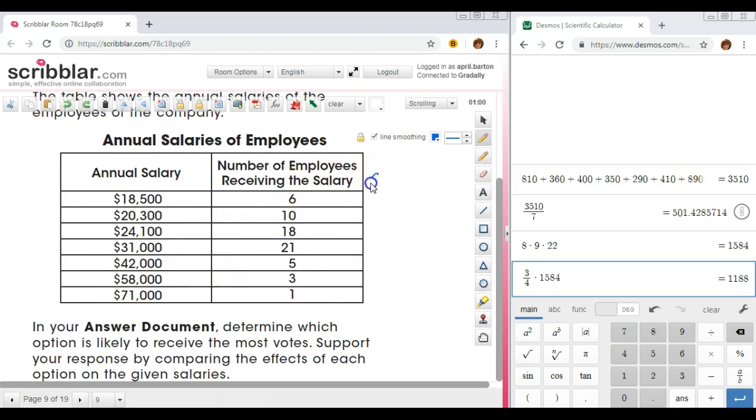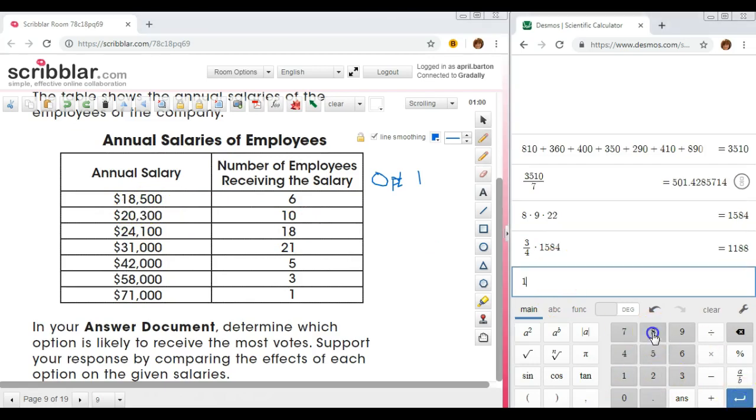So option 1, everyone receives 500 more. So we're just going to calculate that. 18,500 plus 500 is 19,000. So if it's a $500 raise, they get 19,000. We're going to do that with each salary. We're going to add 500 to see what option 1 does for each different salary.